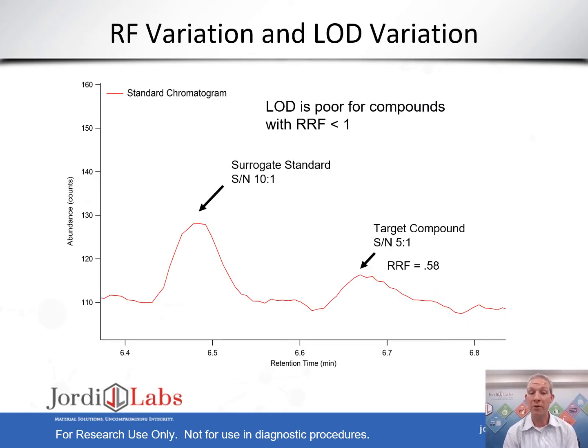Now, another thing we need to understand is that the LOD is also affected by response factor variation. If we have a compound which has a low RRF value, then we're going to get a poor LOD for that compound because its response is weak. And so we need to be careful that when we choose our surrogate standards to establish our LOD, we have compounds at a range of RRF values such that we can reflect the potential diversity of our extractables and leachables.